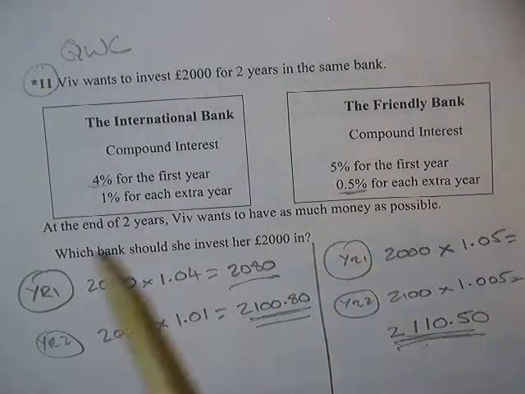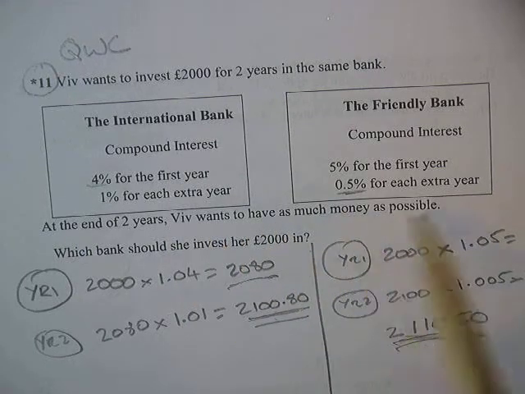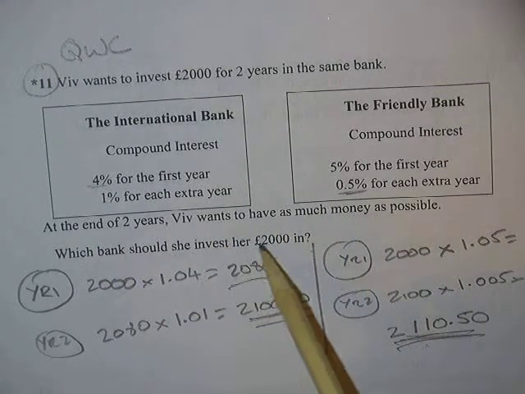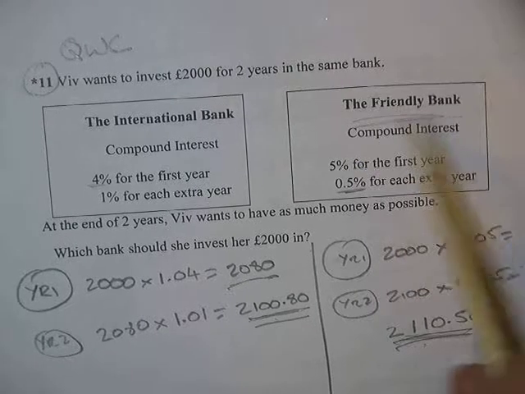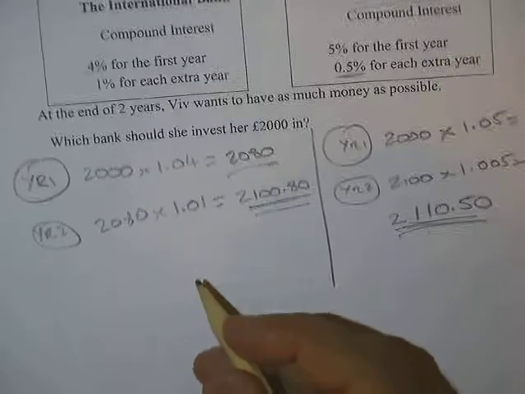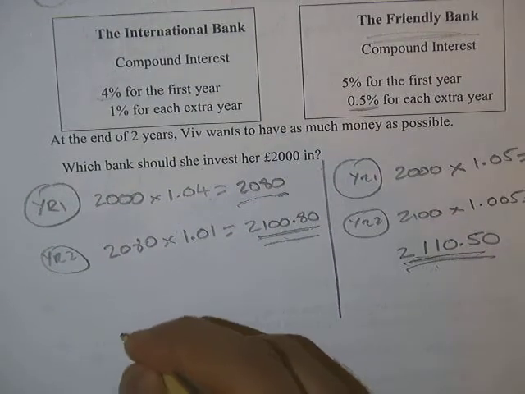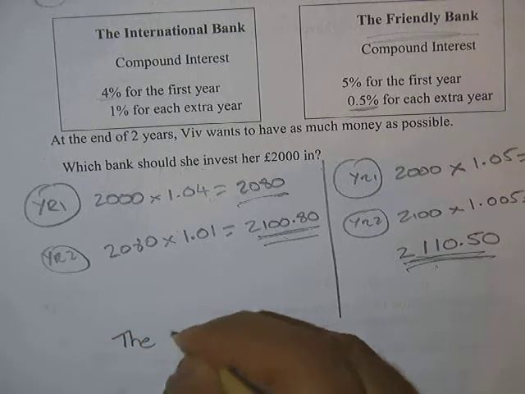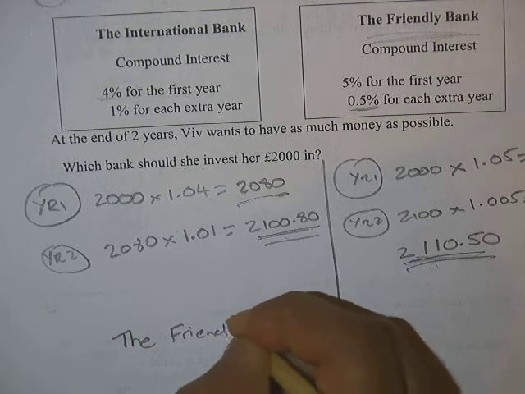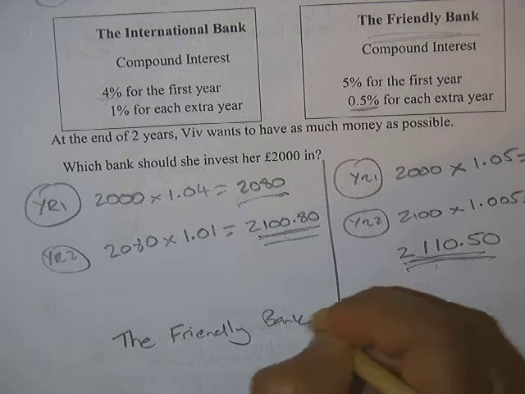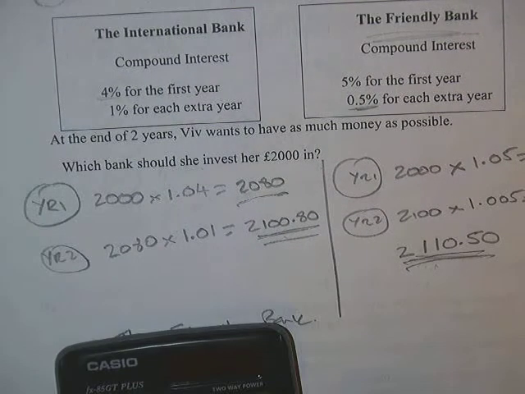So to answer the question, Viv wants to have as much money as possible. Which bank should she invest her £2,000 in? We put down the friendly bank. So you've got to show the examiner that you'd invest your money in the friendly bank, and just give a reason why. Now this is nothing extra you've got to do. You've got the answers here.